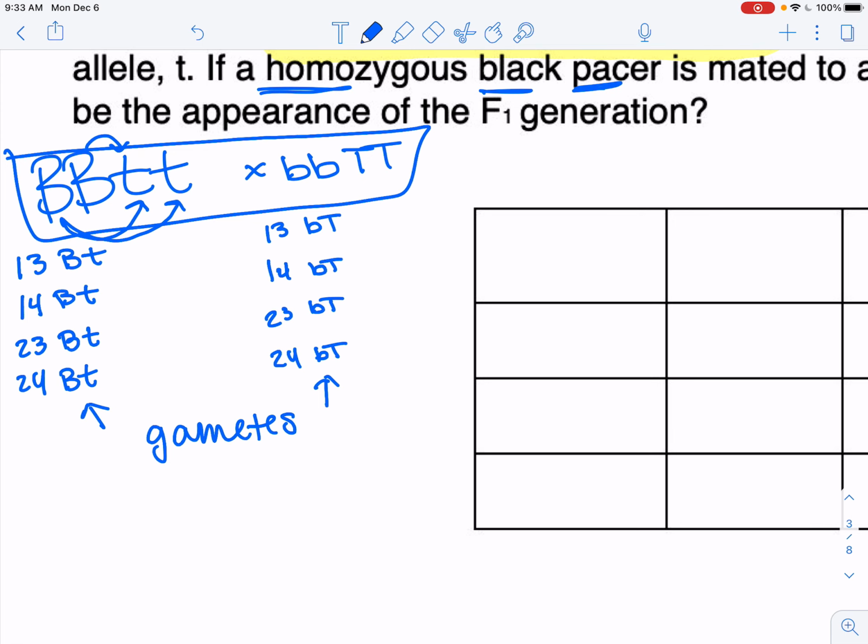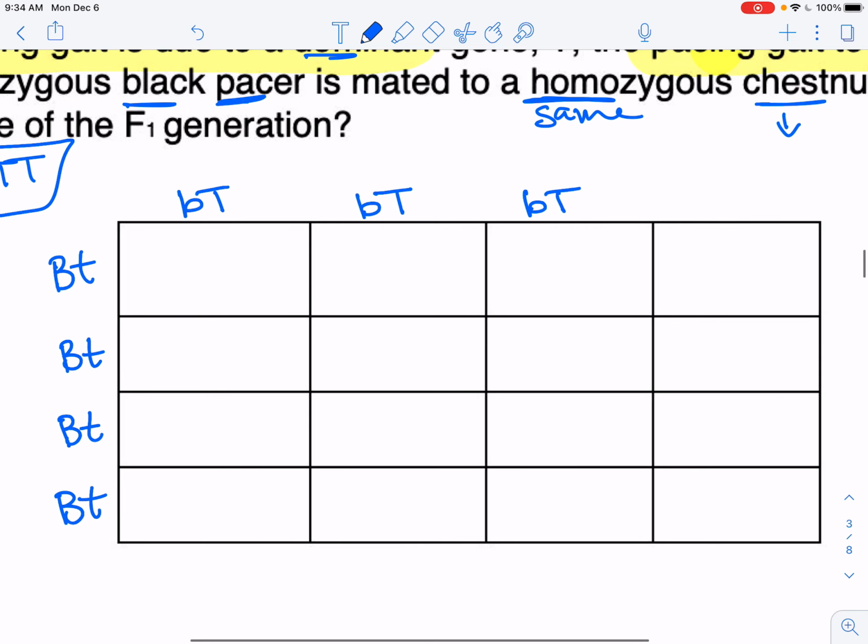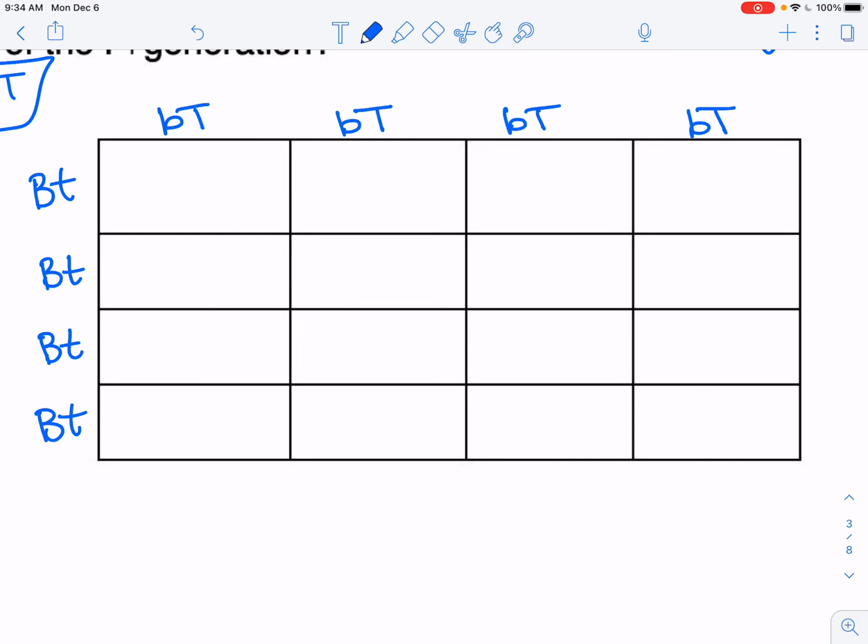Now I'm going to take them and put them on the square. It's really nice when they all match because then you only really need to fill out one square, and I'll show you. Okay, so I'm going to fill out my Punnett square here. Remember that my letters come down and across. So keep your letters touching.